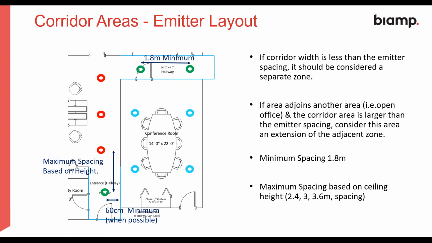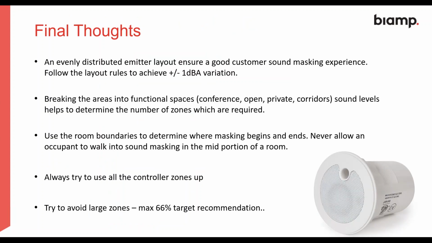So just to summarize what we've talked about there, we need to aim for a very evenly distributed emitter layout if possible to give the best uniformity and the best experience. Very important that we separate the zones correctly. We should use the room boundaries to determine where the zone begins and ends. We do not ideally want somebody walking into an area with no sound masking. In the middle of the room, the whole room should ideally be covered if it's possible.